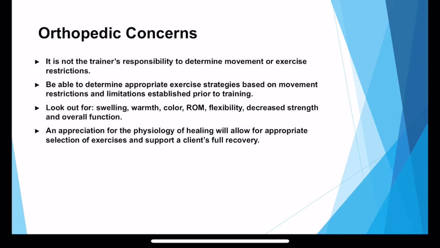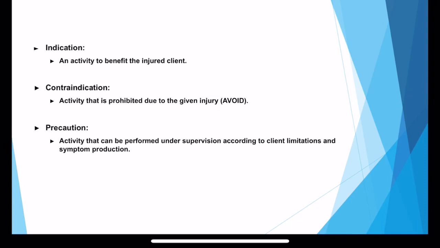And we just have to remember that last bullet point is just saying educate your clients and support them through their recovery. So a couple other terms that we're going to talk about. Indication and contraindication are opposite of each other. So indication is a good activity that can benefit your client, and a contraindication is an activity that is prohibited due to the given injury, something that we would want to avoid, something that if you do, you can be liable for. So contraindication, those are things that if we prescribe to our clients, they can get us in trouble, and even worse, hurt your client.